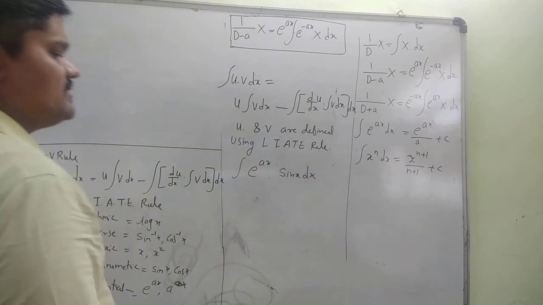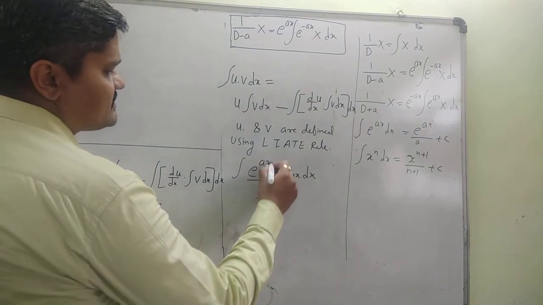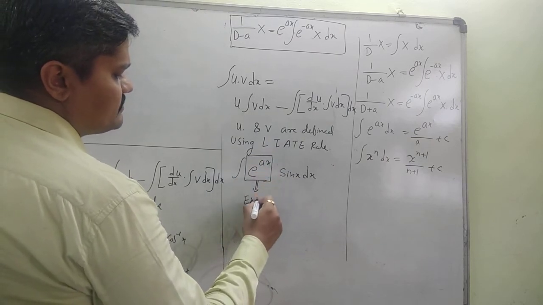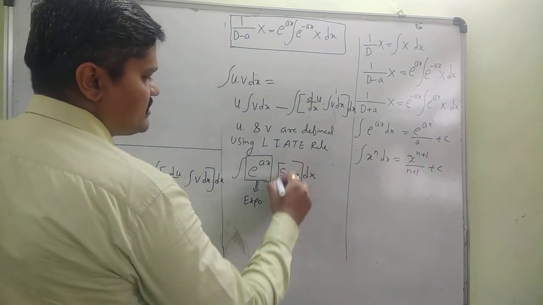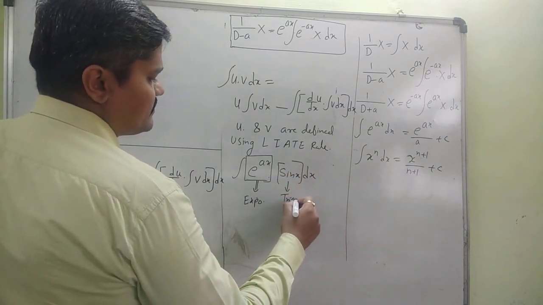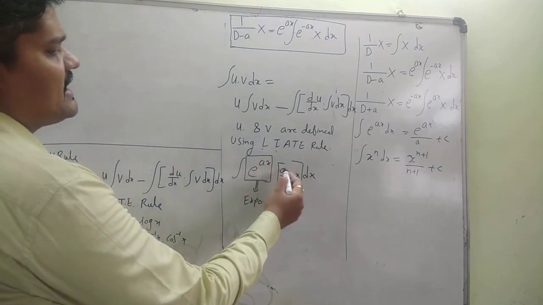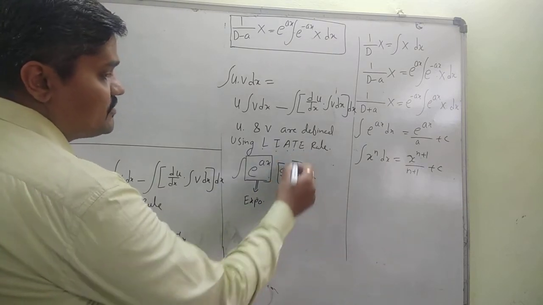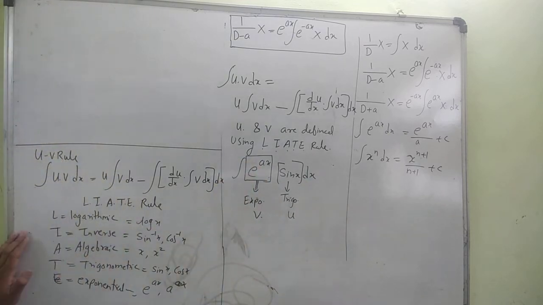I am taking an example here. E raised to ax is an exponential term and sin x is a trigonometric term. So, as per the formula of LIATE, the trigonometric term comes first. So, it is called u and the other is called v. And then we will be solving using the uv rule.